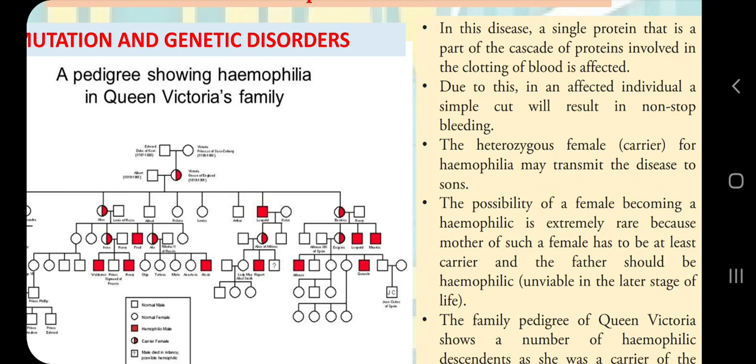So this is how it works, from DNA to proteins, from genotype to phenotype. We will learn more about this in the upcoming chapter, chapter number 6, molecular basis of inheritance. Due to this, in an affected individual, a simple cut will result in non-stop bleeding, as I have already mentioned. The heterozygous female carrier, heterozygous meaning carrier, because the female is not showing the phenotype of hemophilia but still carries the gene for hemophilia on one X chromosome, may transmit the disease to sons.